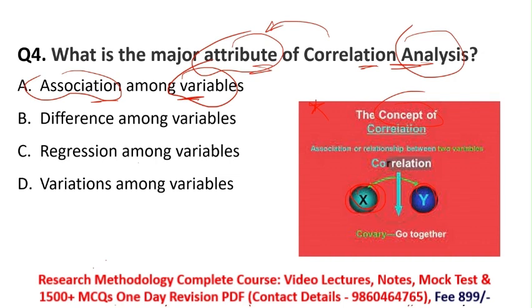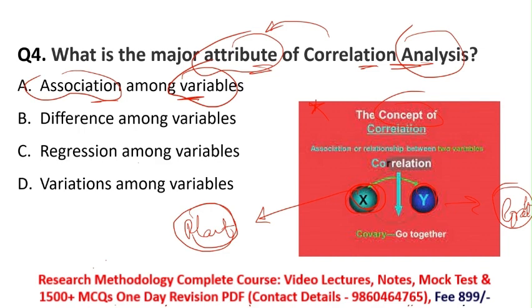Okay, so in correlational research, researchers generally analyze the relationship between the variables. Suppose x is a variable. If I am taking a plant and I want to check the plant growth, then my x variable will be plant and my y variable will be growth. So what I am checking here is why my plant is not growing. What are the factors?